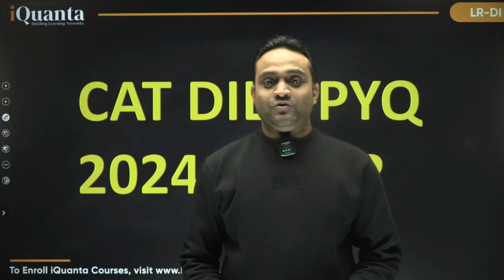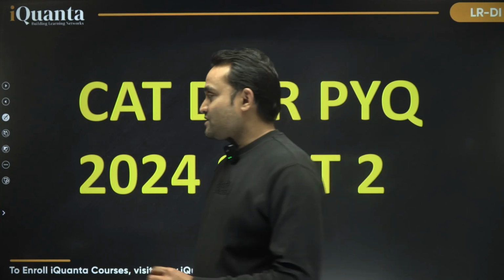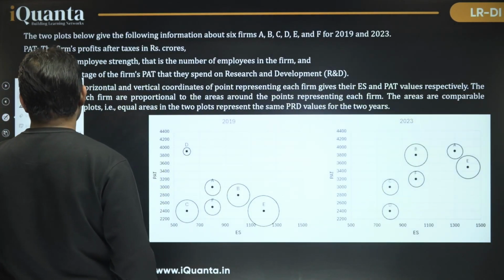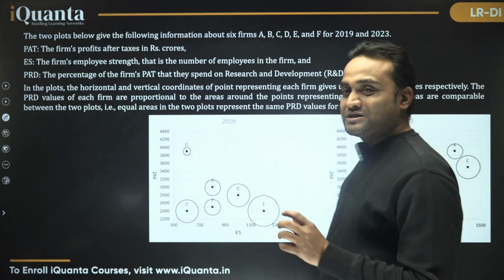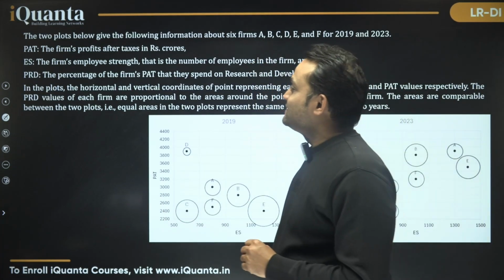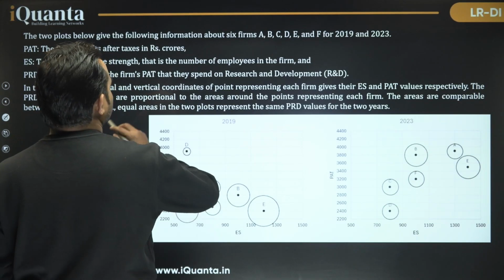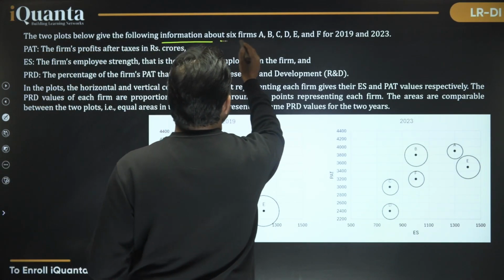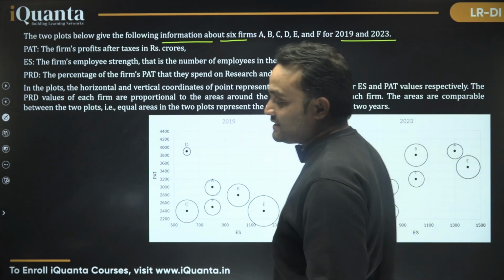Hi, we are discussing previous year questions from CAT DILR section 2024. And this set is completely based on data interpretation, percentages, and a very little bit of geometry. The two plots below give the following information about the six firms A, B, C, D, E and F for 2019 and 2023.